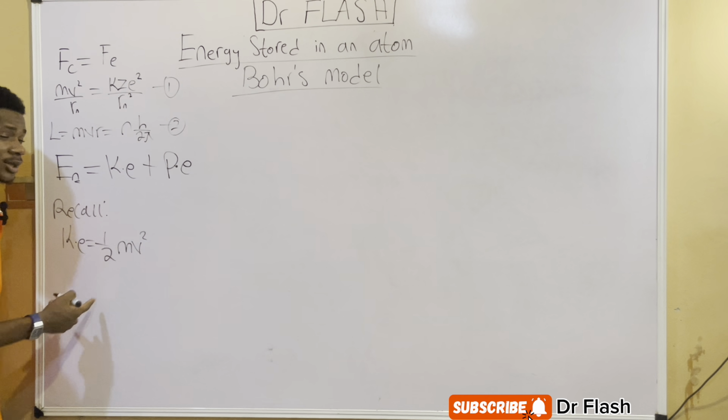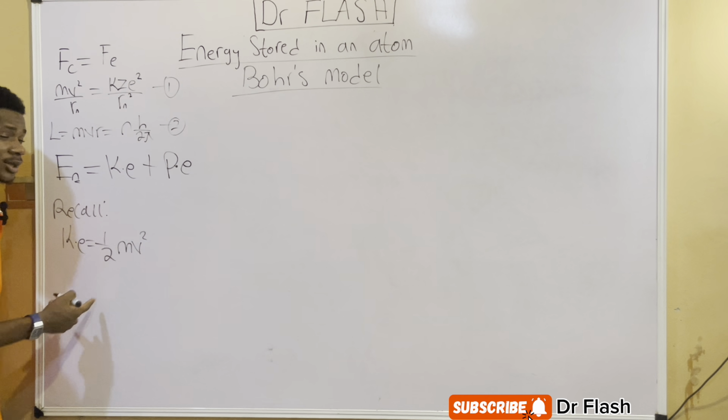Now let's substitute this v squared into the kinetic energy formula. Kinetic energy would then be equal to 1 over 2 times m, times kze squared divided by m rn. Now m cancels m, so we're left with kinetic energy equal to kze squared divided by 2rn.